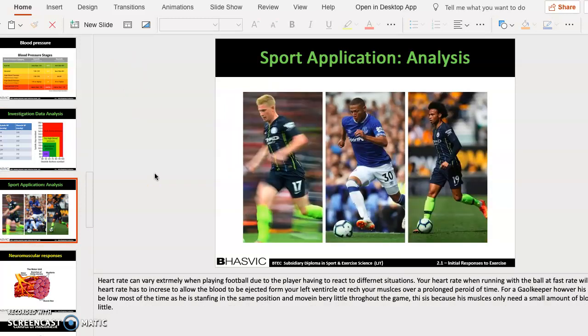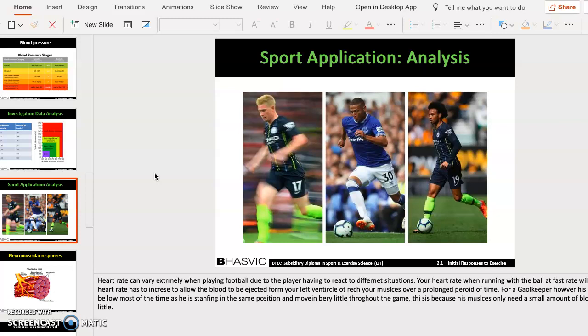Sporting application analysis. Heart rate can vary extremely when playing football due to players having to react to different situations. Your heart rate when running with the ball at a fast rate will increase, as it has to allow the blood to eject from your left ventricle to feed your muscles over a prolonged period of time.